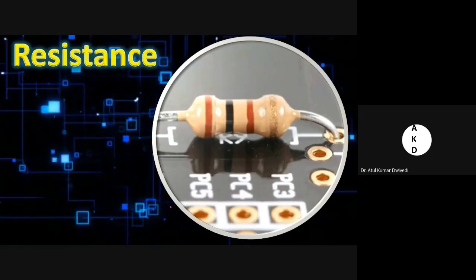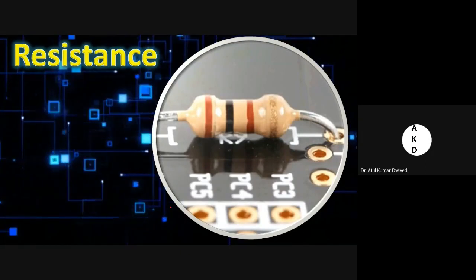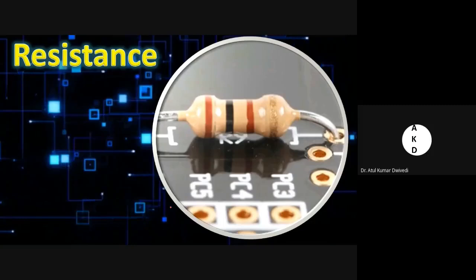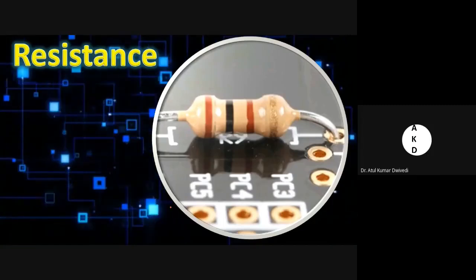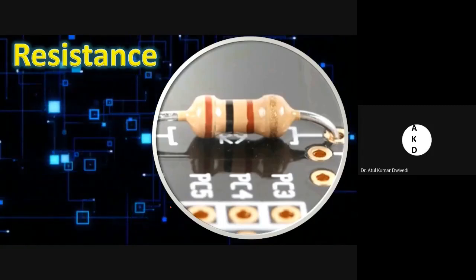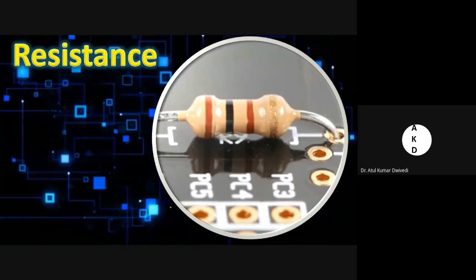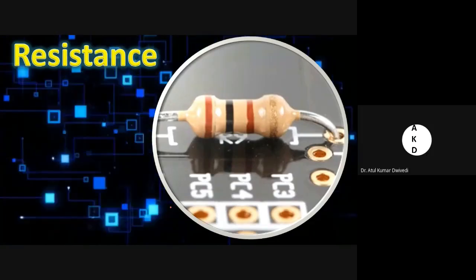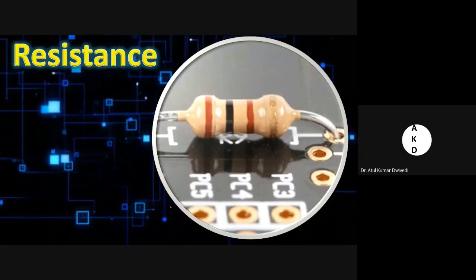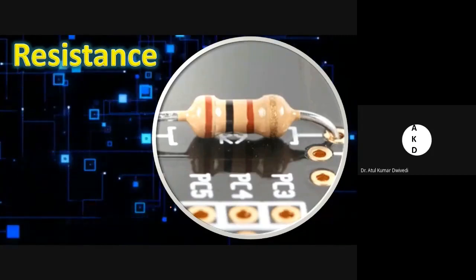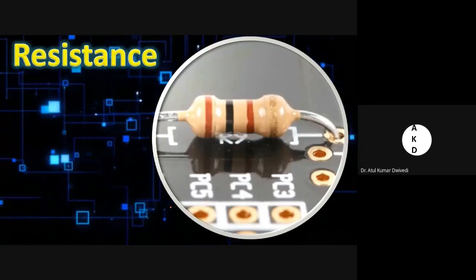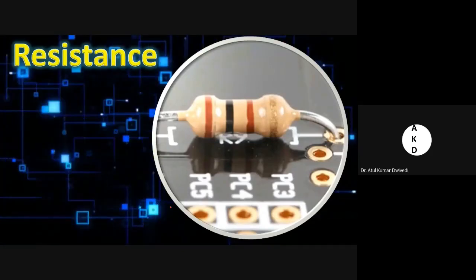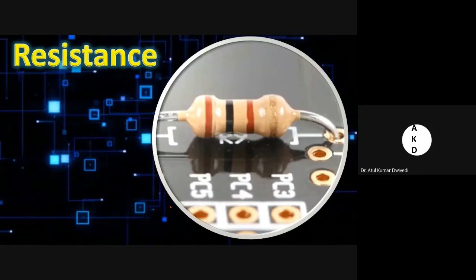This is in the 11th or 12th class, depending on the type of board. So you must have studied already the way we can calculate the value of resistance using the color coding. Can anybody tell me what is the way to calculate resistance value from this color coding? What is the rule?